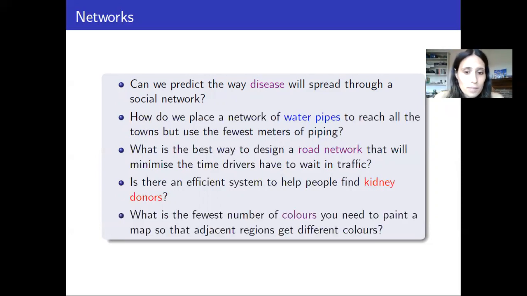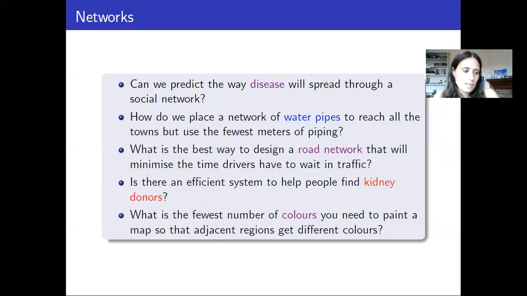Another fun problem, maybe you've come across before, asks: what is the fewest number of colors you need to paint a map in such a way that adjacent regions will get different colors? Now, maybe this is something you've seen. If not, the answer is 4. And I suggest you go and look up the 4-color theorem. It's a very nice theorem which says that any map you draw, you can color it in 4 colors so that adjacent regions will never get the same color.